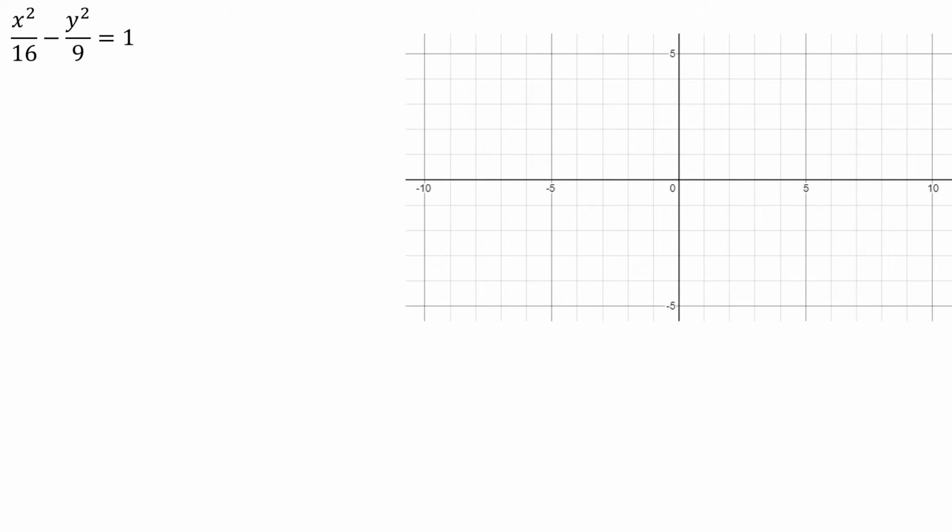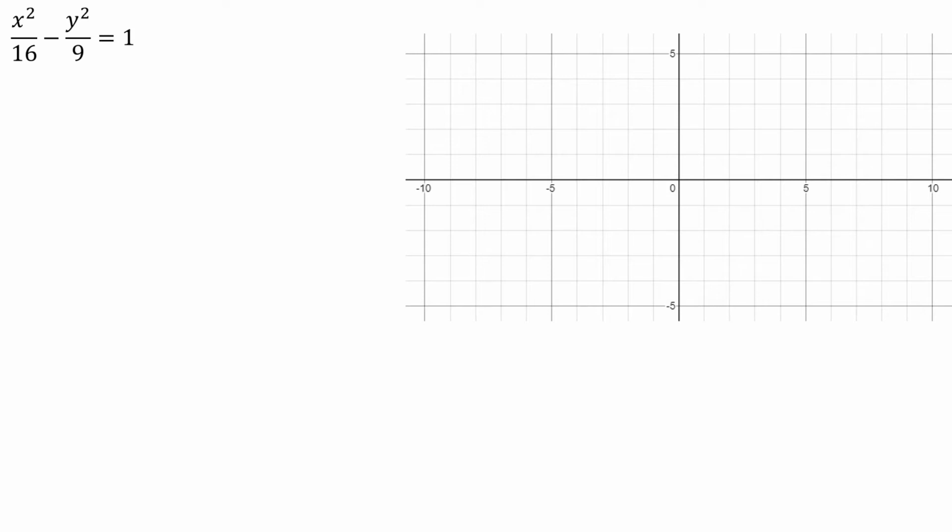So I've got x squared over 16 minus y squared over 9 equals 1. If you have a printer at home and you actually want to print this off and do it on paper, that's available at Quick Schools.